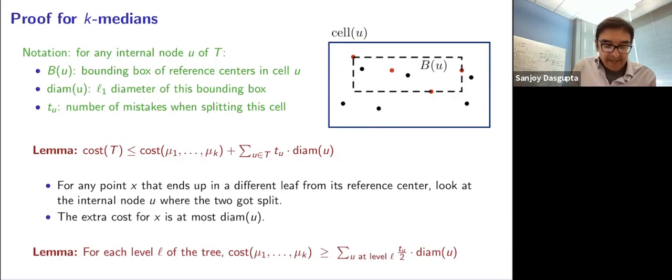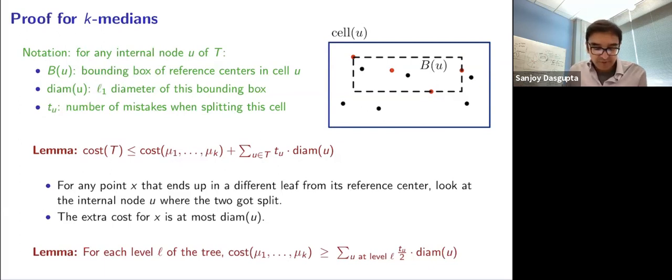Now, let diameter of U be the diameter of this bounding box. Since we're talking about L1 distance, it's just the sum of the side lengths of this box. Now, we're going to pick the cut that makes the fewest mistakes, that separates the fewest points from their correct center. Let T sub U be the number of mistakes we make. We know it's not possible to make fewer mistakes. So these are some numbers associated with this particular cell.